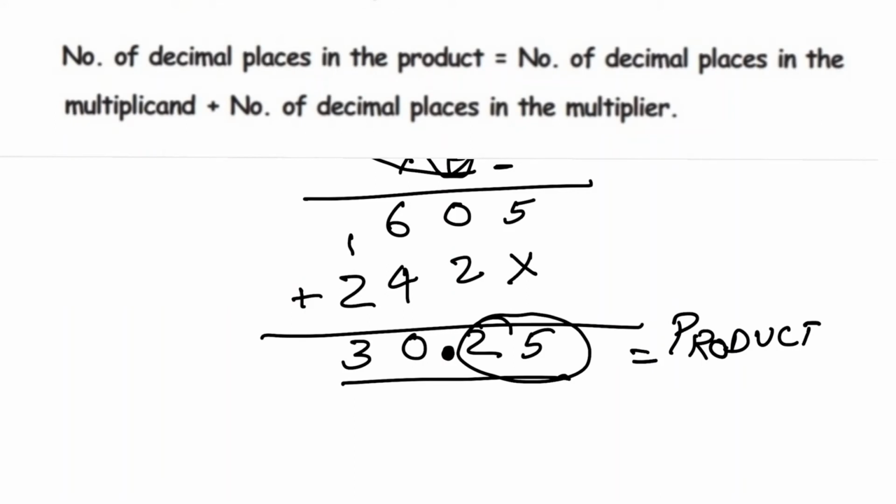Okay, number of decimal places in the product is nothing but number of decimal places in the multiplicand plus number of decimal places in the multiplier.